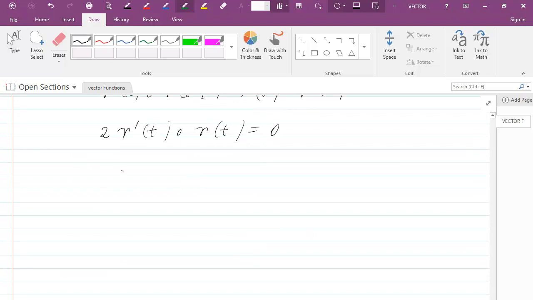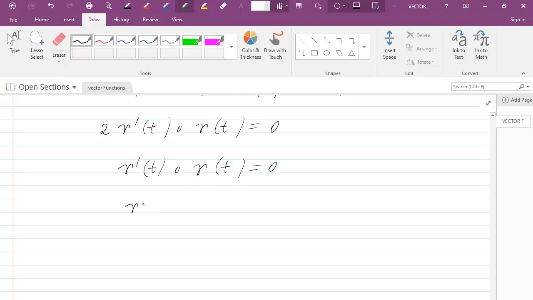And so we see that r prime of t dot product with r of t should be 0, and therefore, if the dot product of two vectors is 0, then we know that they are perpendicular, so r prime of t is indeed perpendicular to r of t.